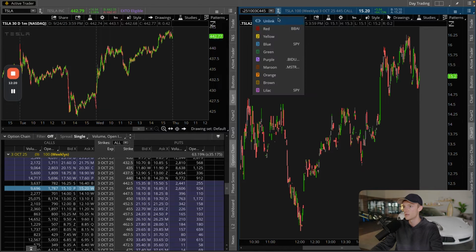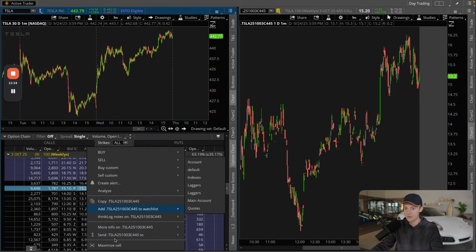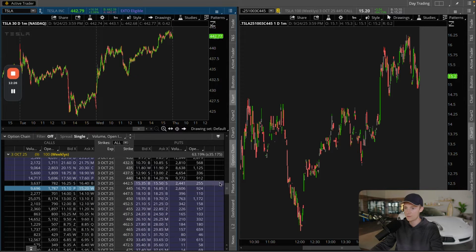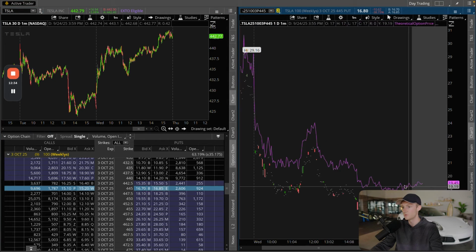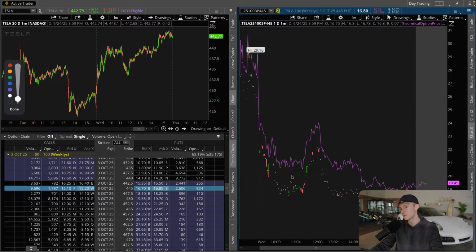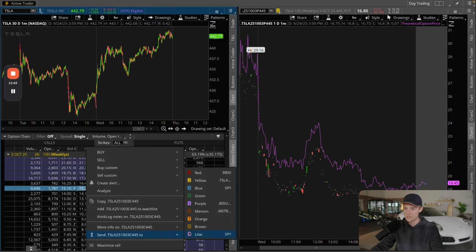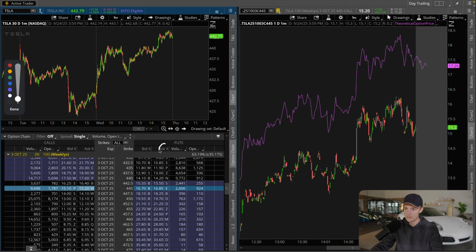Or you can change the color here to say yellow, and you're going to right click under the buy side and you're going to go send to yellow. Or if we want to look at the puts, you're going to go send to yellow. Right? So these are the puts. So the puts lost value during the day because, well, puts go down. That means that Tesla is going up. So let's go back and look at the calls. We'll send these to yellow. And again, make sure you're clicking under the ask side.